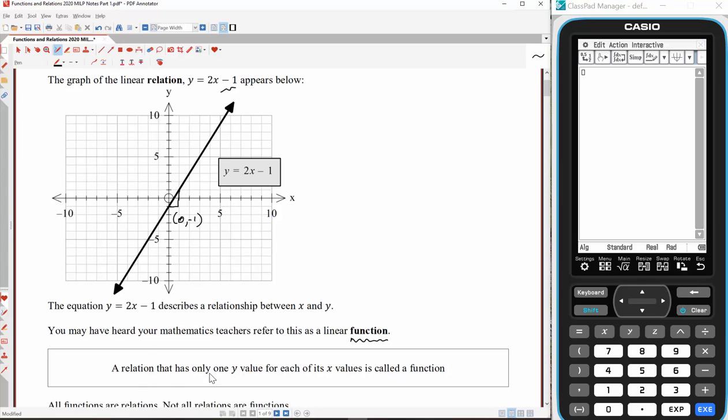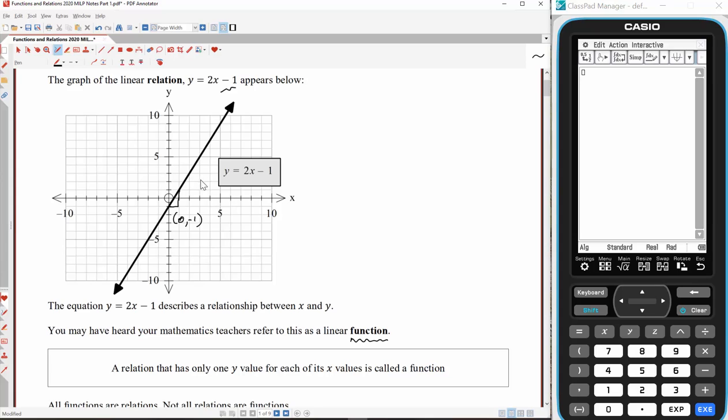A relation that has only one y value for each of its x values is called a function. All right, that's basically the rule. Well, it is the rule: only one y value for each of its x values.